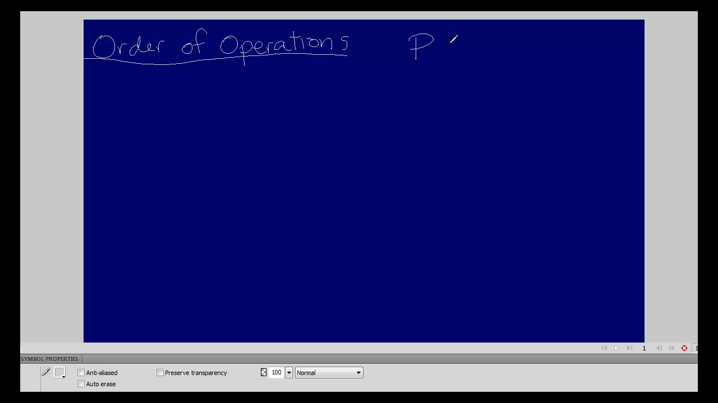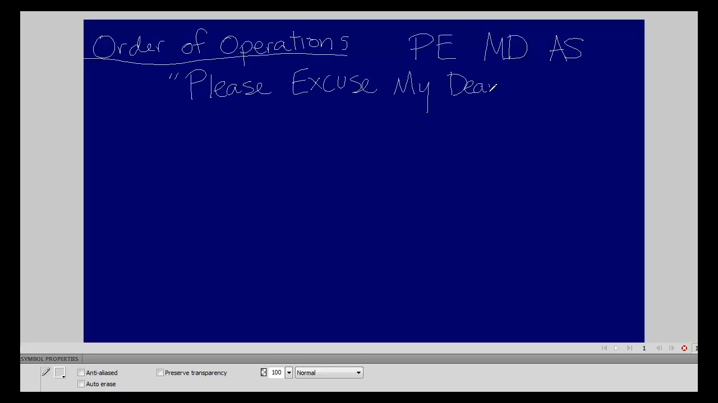We have P for parentheses, and then we have E for exponents, then we have multiplication and division, and addition and subtraction. A lot of people remember this as, please excuse my dear Aunt Sally. And this is just a mnemonic to remember the order. And so we're going to take a look a little bit more specifically at PEMDAS and what it is and how it applies. So let's start by talking about the P in PEMDAS.